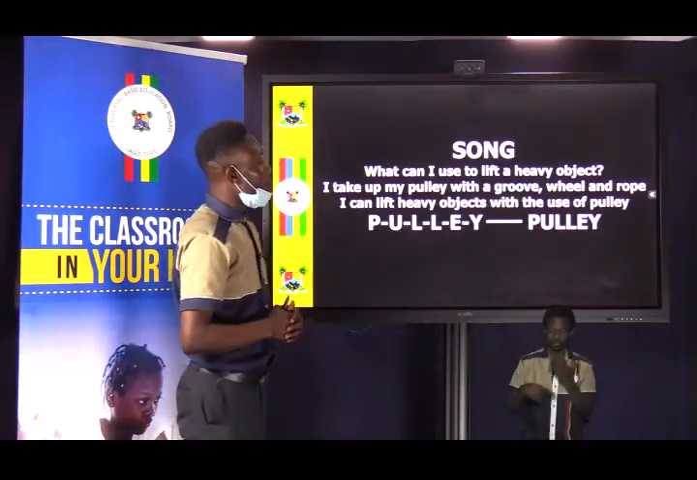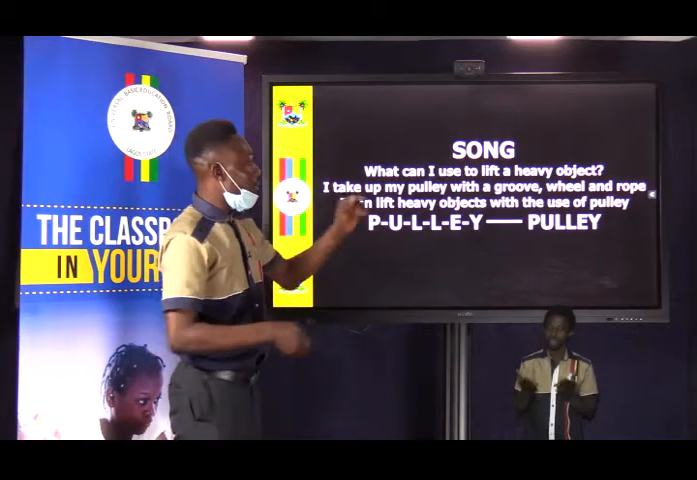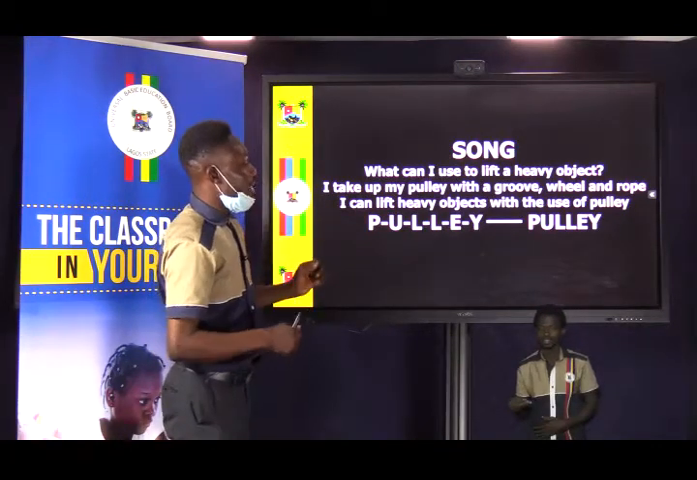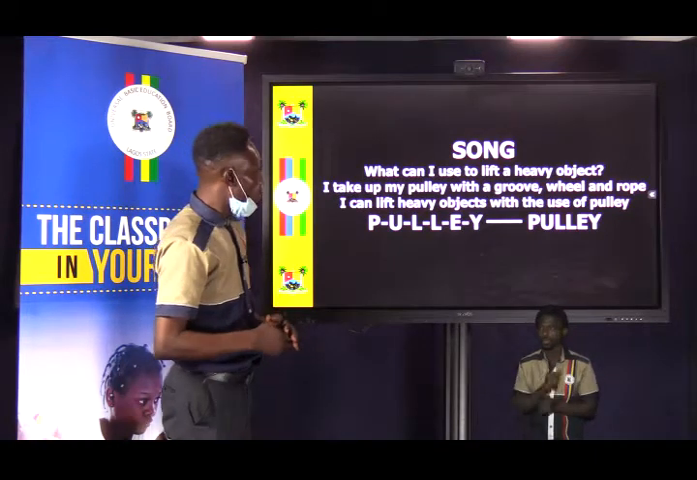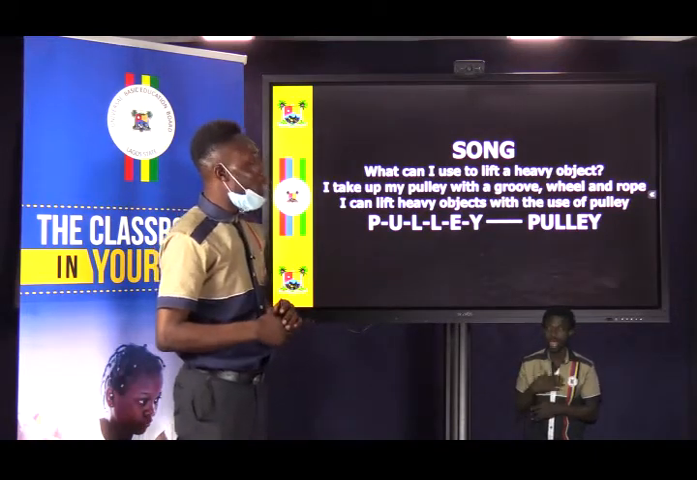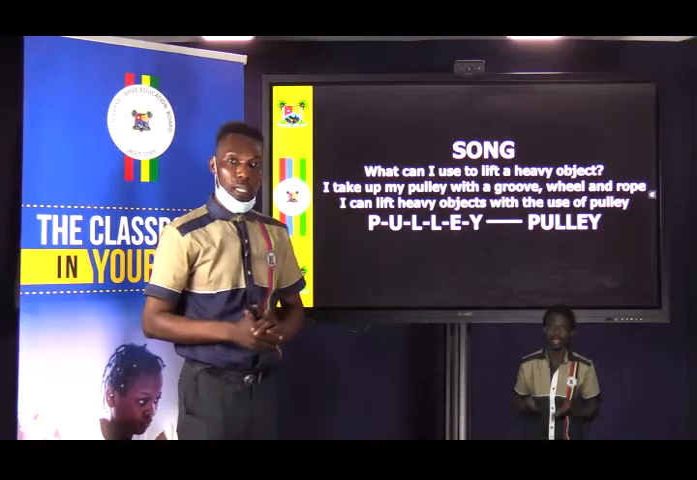What can I use to lift a heavy object? I take on my pulley with a groove, wheel and rope. I can lift heavy object with the use of pulley.